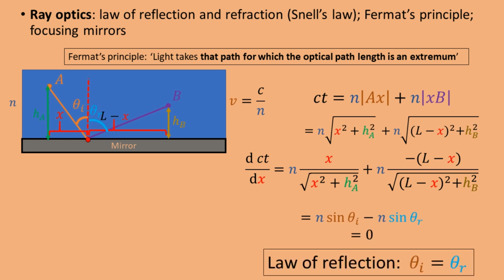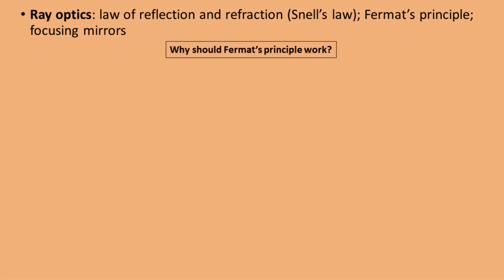So we've seen that we can derive the laws of refraction and reflection using Fermat's principle of least time. But why should this principle work? How would light know which path has an optical path length which is a local minimum? To answer this question, we have to consider the wave model of light, Huygens' principle, and constructive and destructive interference.